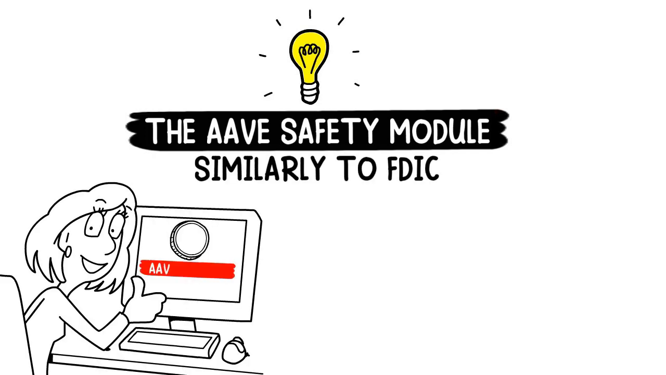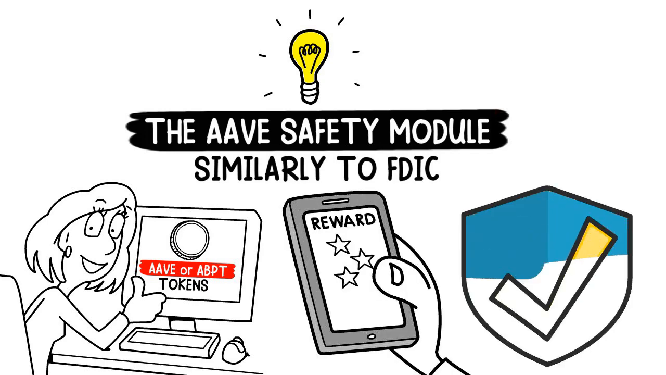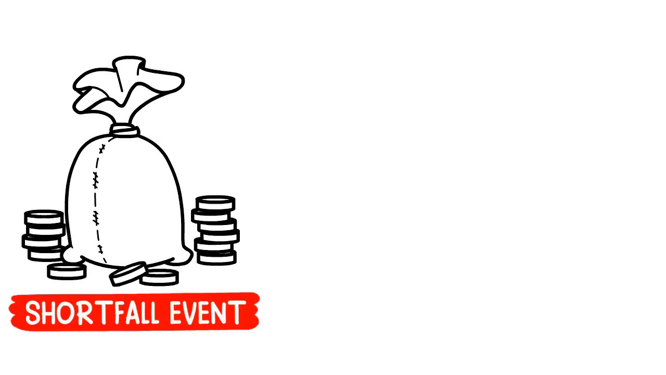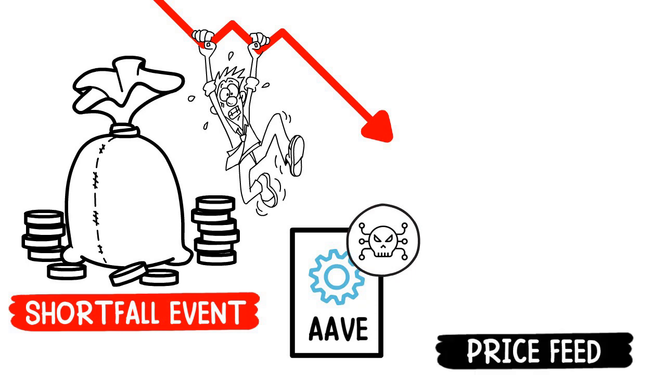Users stake their Aave or ABPT tokens in the safety module to earn rewards while providing liquidity to a safety fund. The funds are there in case of what is known as a shortfall event, which can happen when the market crashes too quickly, or the Aave contract gets hacked, or the price feed of an oracle gets hacked.